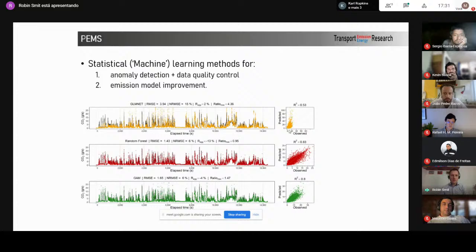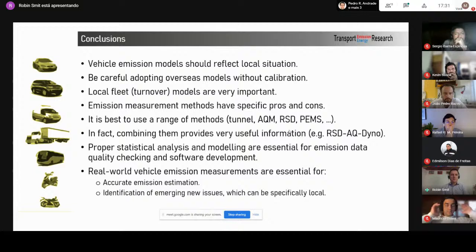So in terms of some main conclusions here, vehicle emission models should reflect the local situation, is what we have found. So be really careful by adopting overseas models without consideration or calibration. Local fleet models are very important. Emission measurement method, there's a range of methods that can be used, but have specific pros and cons. It's best to use a range of methods in our experience because they look at different aspects. Combining methods is also very powerful and useful in terms of the information they generate. And proper statistical analysis and modeling are essential for data quality checking, as well as emission model and software development.